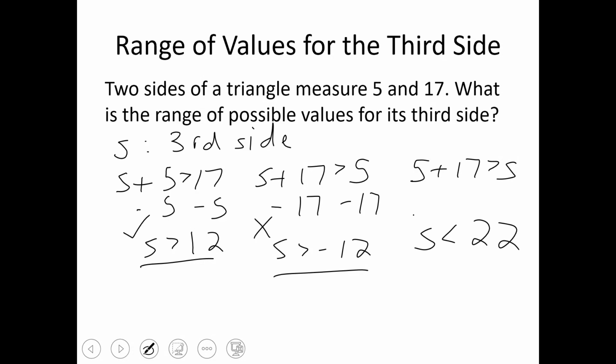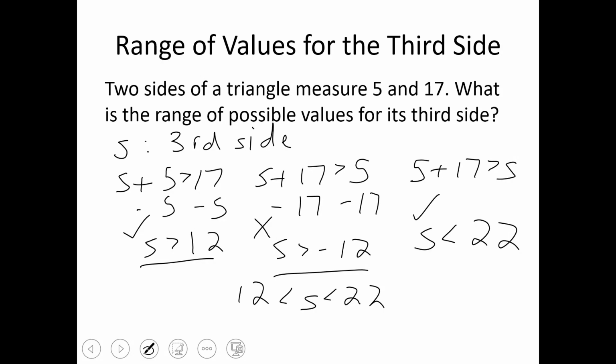So the two inequalities that convey information that we need to use are S is greater than 12 and S is less than 22. And we can write this into a nice little compound inequality: S must be greater than 12 and S must be less than 22. Okay, so any of those values would be fine.